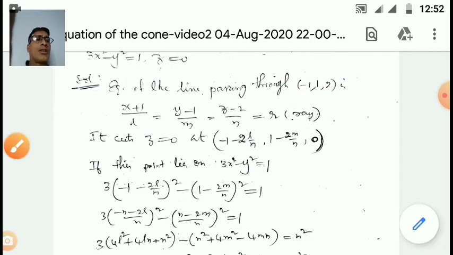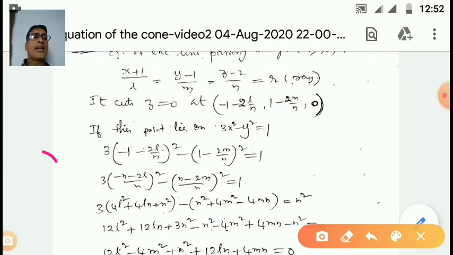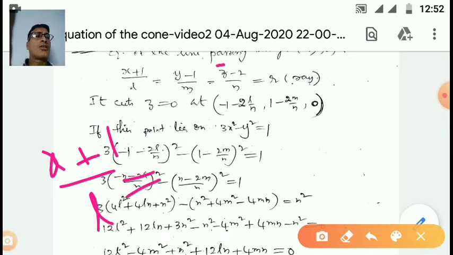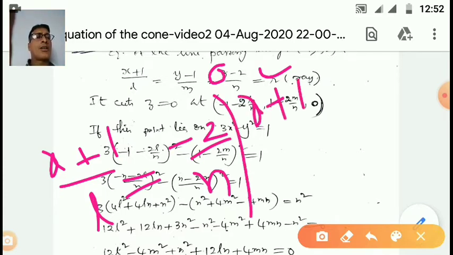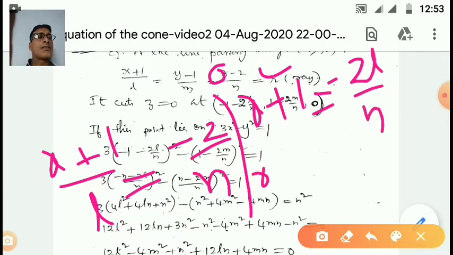Therefore z is equal to 0 implies we will have x plus 1 by L is equal to, whenever z is equal to 0 it will become 0 and only minus 2 by n is left. Therefore x plus 1 by L is equal to minus 2 by n. From this you can write x plus 1 is equal to minus 2L by n, x is equal to minus 1 minus 2L by n.